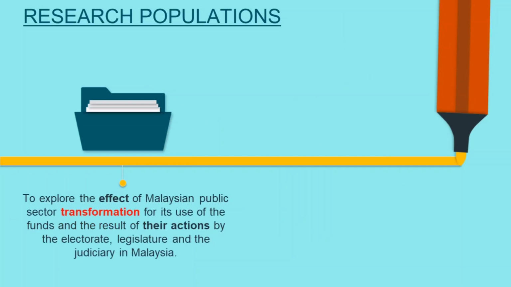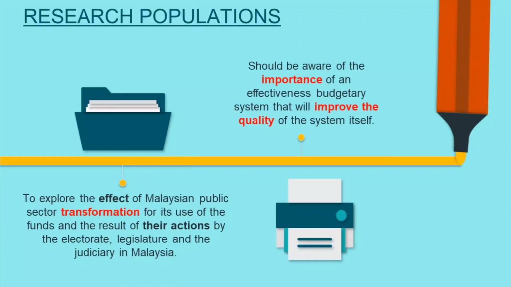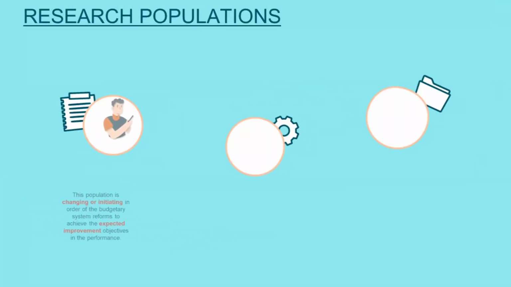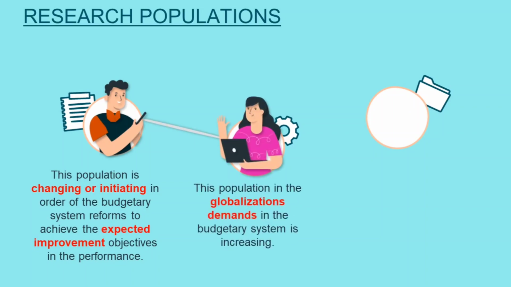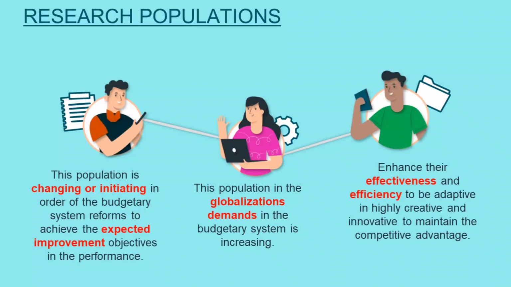The study tries to explore the effect of Malaysian public sector transformation for its use of the fund and results of their action by electorate, legislature, and the judiciary in Malaysia. This population should be aware of the importance of the effectiveness of the budgetary system that will improve the quality of the system itself. This population is changing or initiating the budgetary system reform to achieve the expected improvement and objectives in the performance. This population is in globalization where demands in the budgetary system are increasing. It should enhance the effectiveness and efficiency to adapt in a highly creative and innovative way to maintain the competitive advantage.